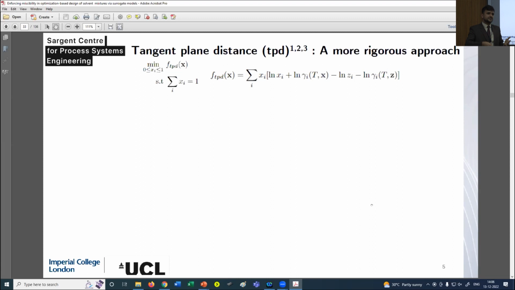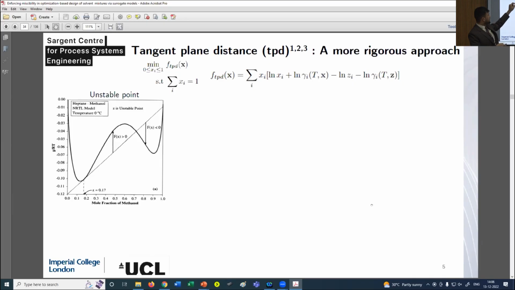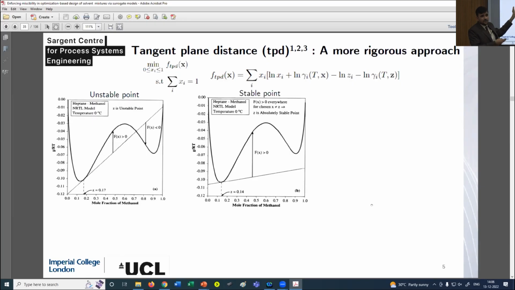And we have zi, which is the composition of component i at which we want to test the phase stability. So we have this optimization problem. Looks very innocuous, but it's not. And geometrically, we can interpret it like this.